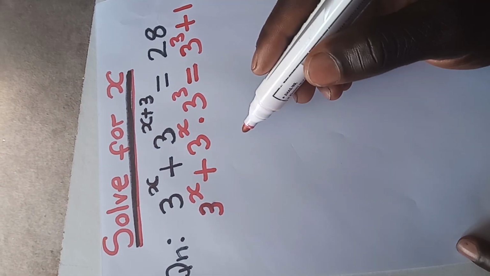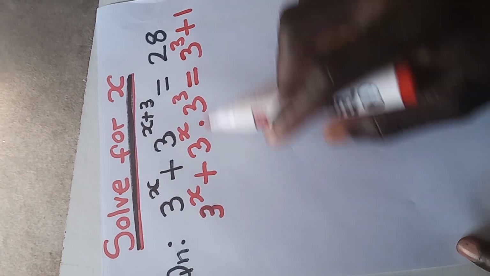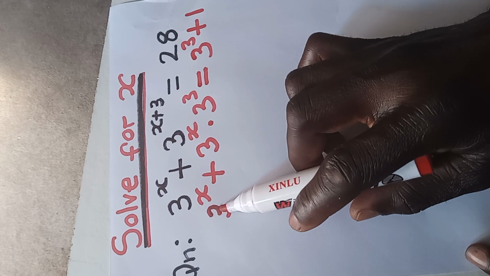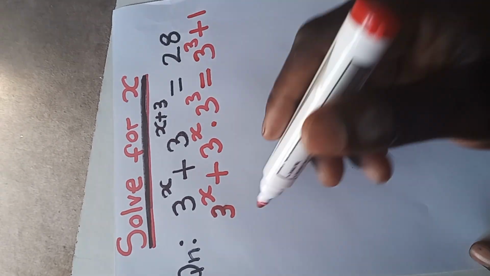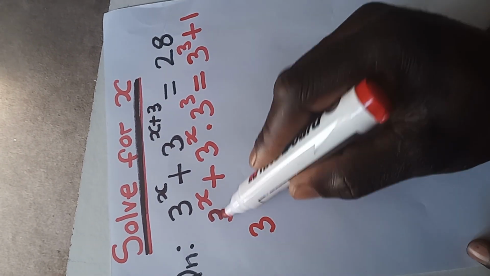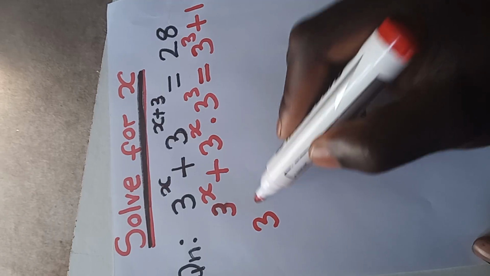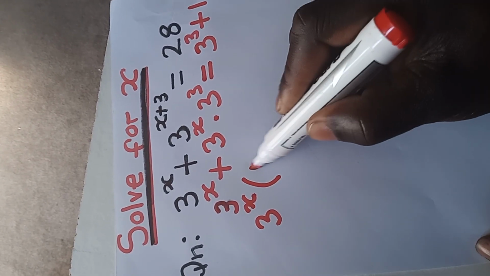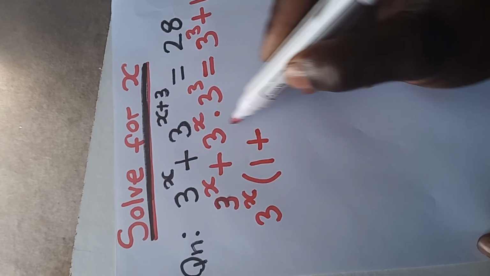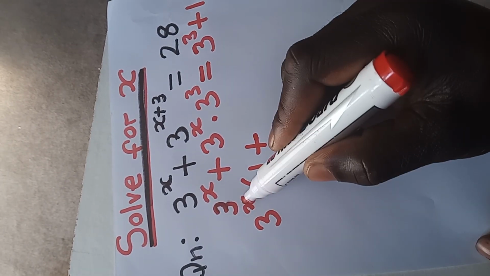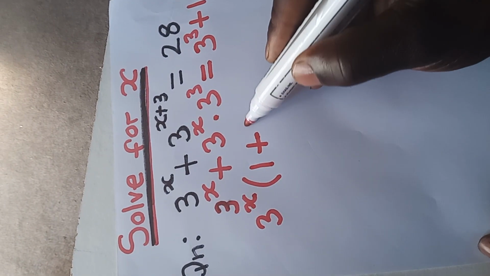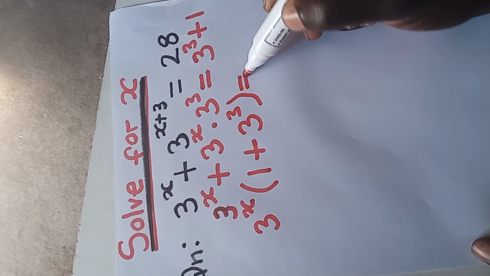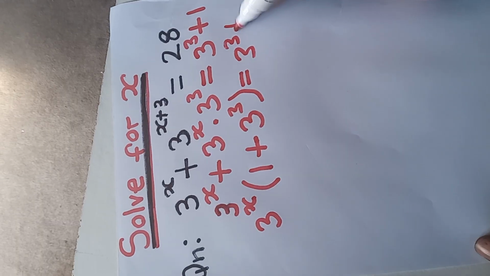Now, once I come to this stage, I prefer to factor out a 3 to the power of x, because it's appearing on 2 terms. So 3 to the power of x, I put a bracket, I have a 1 here, then I have a plus. We took out that 3 to the power of x here, so we remain with 3 to the power of 3. Then I close the bracket and equate it to 3 to the power of 3 plus 1.